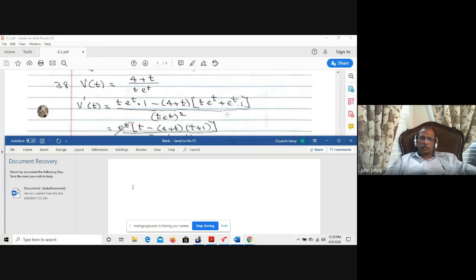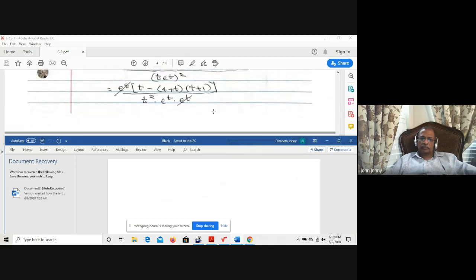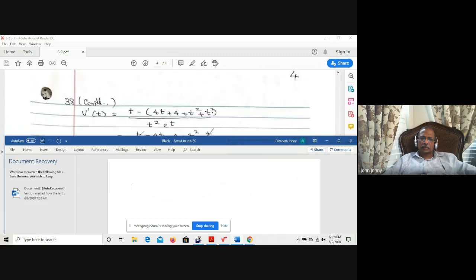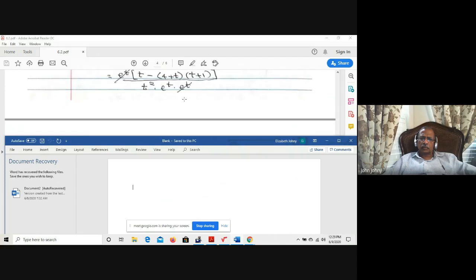And now from the numerator, there is an e to the t common. You pull out that e to the t times (4 plus t) minus t times (t plus 1). And now the denominator, t e to the t the whole squared, is t squared times e to the 2t, so e to the t cancels. And now you have t minus 4t plus 4.